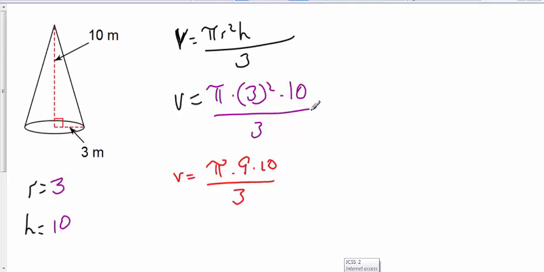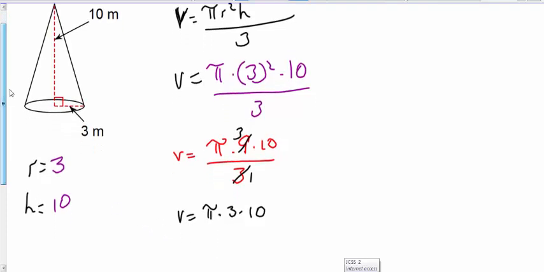At this point, we need to be checking to see if any of these numbers, 3 will go into it. And 3 will go into the 9 3 times. So really what that does for us, it gives us this. It gets rid of our fraction, 1, and it allows us to be able to write an answer of 30 pi, and that is cubic meters. Okay, so that's one answer.